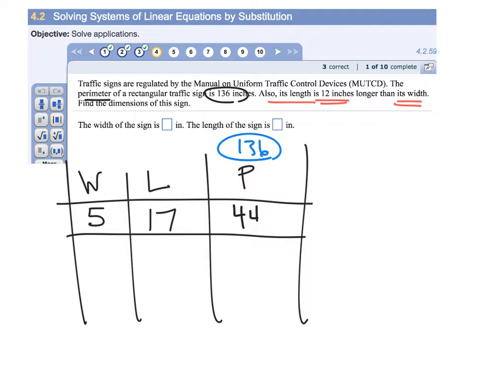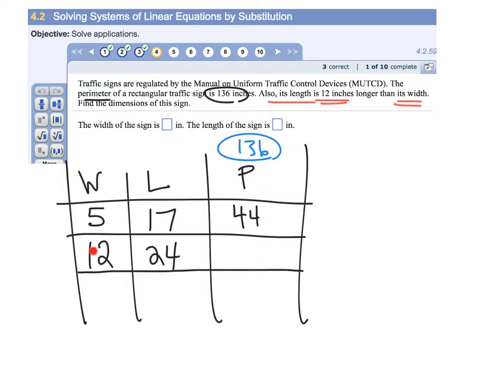So what does that mean? Well, that means I have to raise my guess. So let's raise it to 12. I don't know why I chose 12, I just did. So what does the length have to be? Well, remember, the length has to be 12 inches longer than the width. So I'm going to take that width and add 12. That gives me 24.